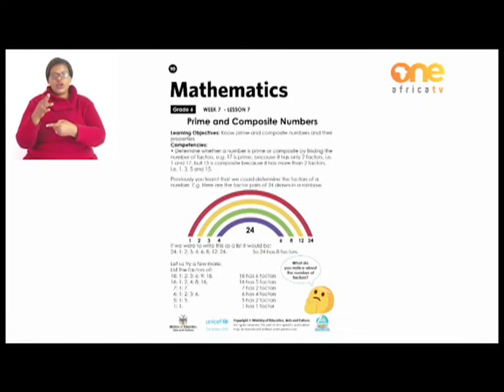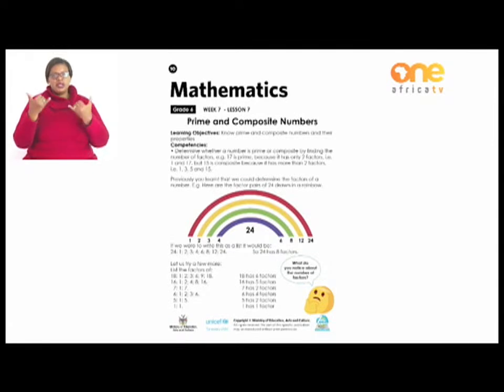The next factor pairs are 2 and 12. And if you take 2 times 12, it will also give you 24. And then we have 3 and 8. Multiply those two will also give you 24. And then lastly, we have 4 and 6, which are also factor pairs of 24. So, the numbers 1, 2, 3, 4, 6, 8, 12, and 24 are factors of 24.